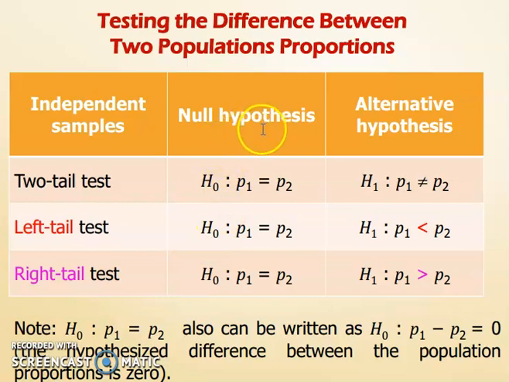So the null hypothesis will be P1 equals P2, meaning that the proportion from population 1 is equal to the proportion from population 2. H1 will be the not equal sign, less than, or greater than. When we write P1 equals P2 for H null, it can also be written as P1 minus P2 equals 0, so you're bringing the right side to the left.